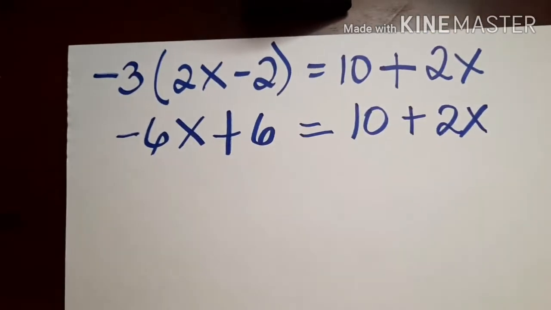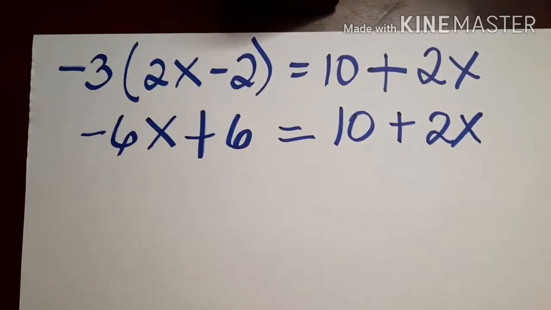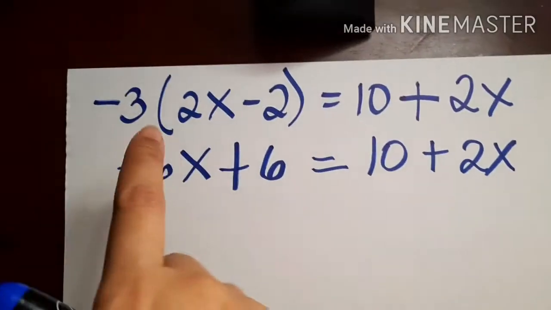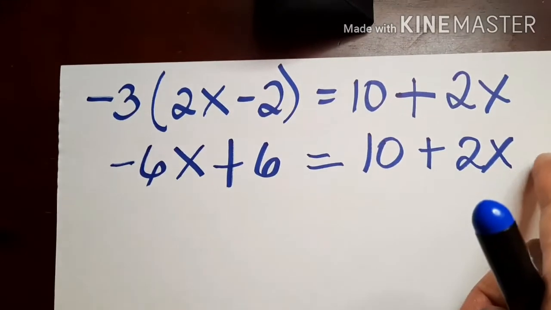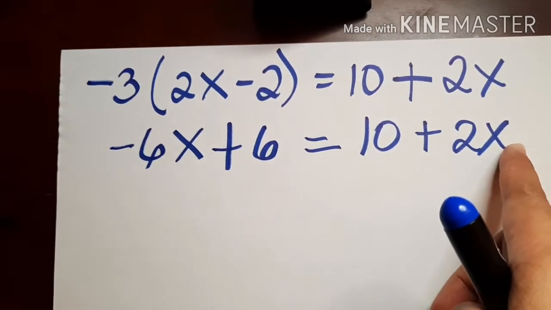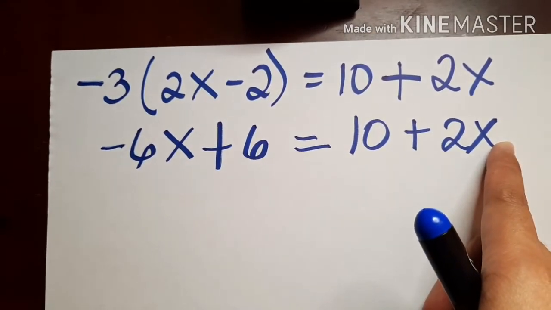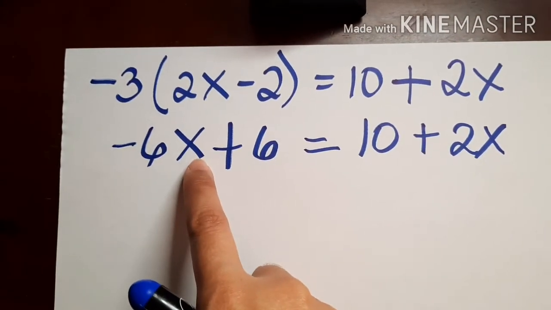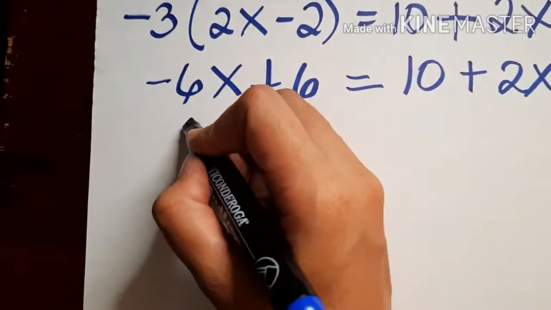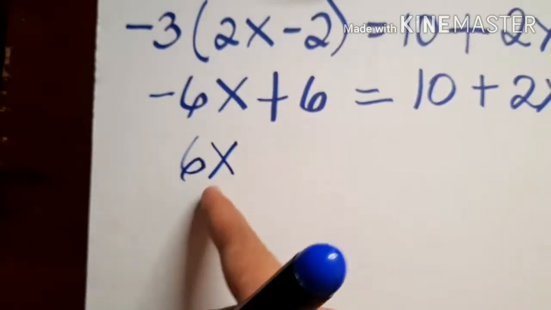Okay, so what I have now is 6x plus 6 equals 10 plus 2x. Let's move the negative 6x to this side. How are we going to do that? Through the use of the inverse operation. So what's the inverse of negative 6x? That's a positive 6x. That means we are going to add here 6x.